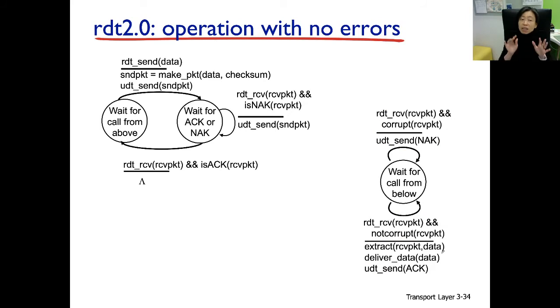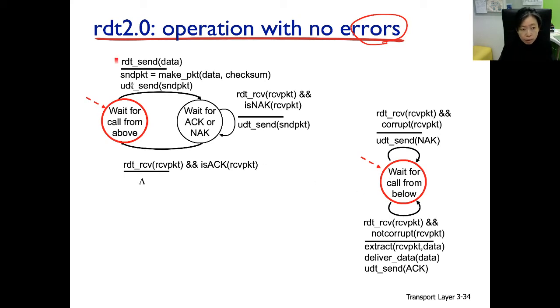Okay. Now, let's walk through a couple examples to show you how the sending side and the receiving side of RDT interact. So this is RDT 2.0, and this is an example showing that there's no bit error in the packets. Originally, the sender starts from the initial state, wait for call from above. The receiver here is also starting in wait for call from below.